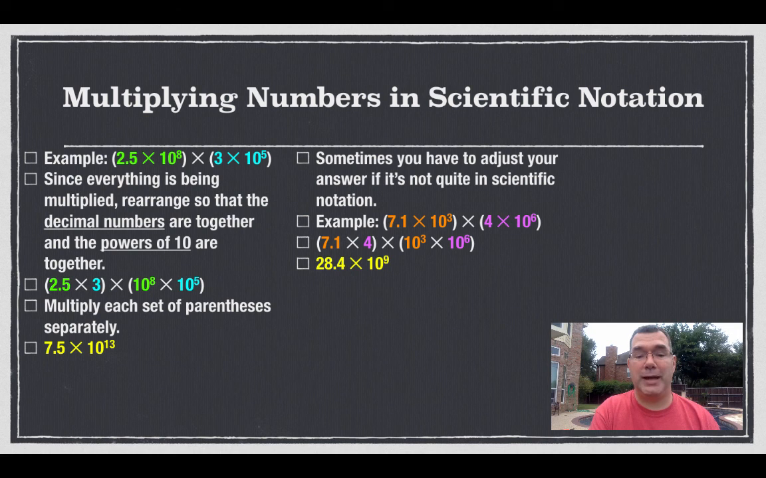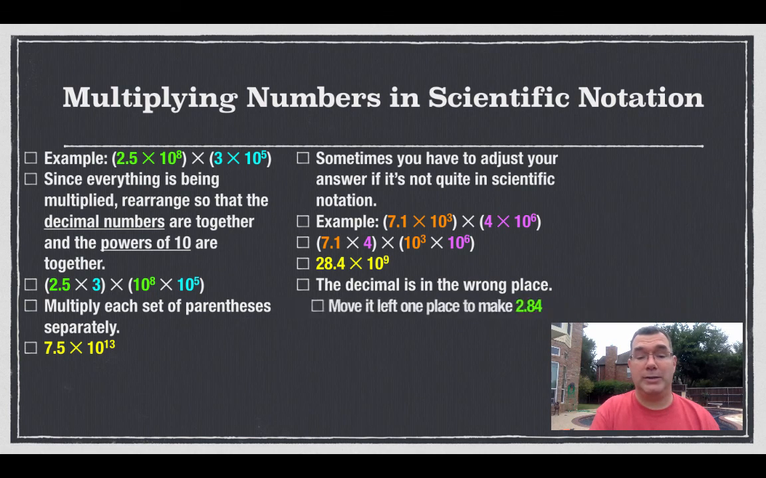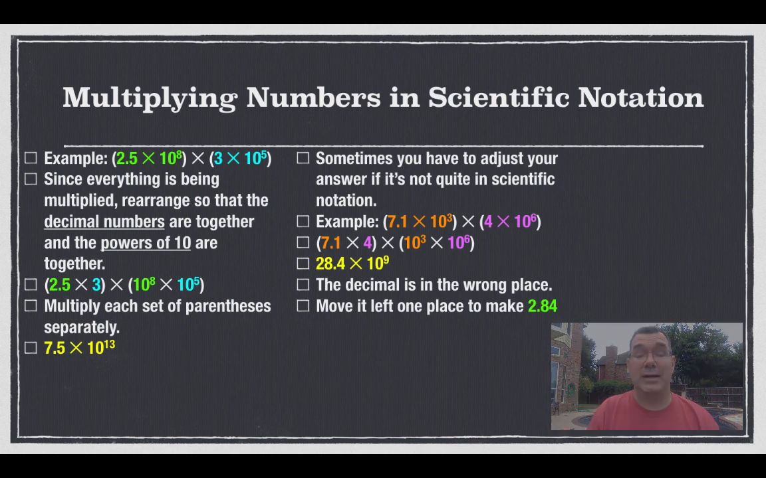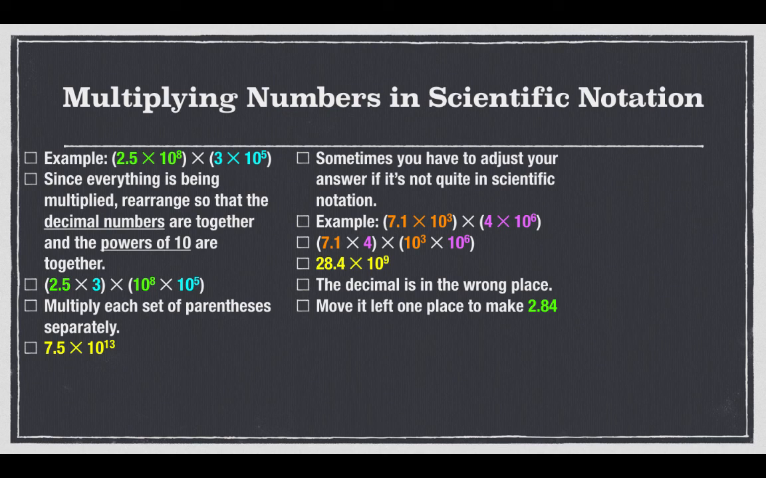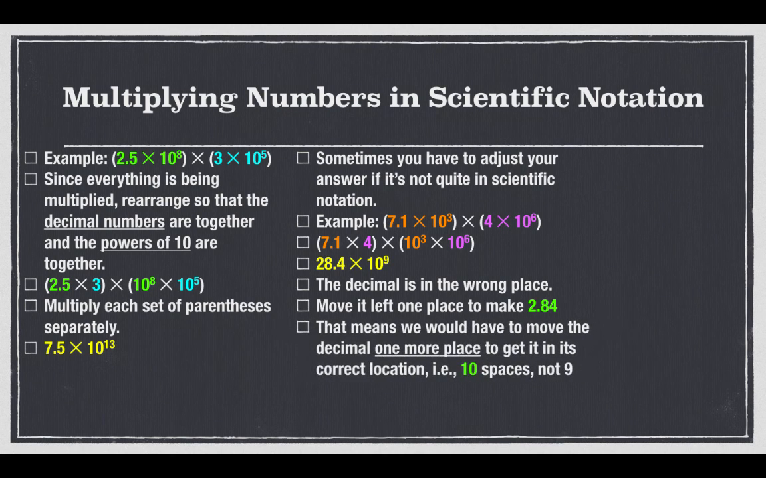But look at that 28.4. The decimal is supposed to be after the first non-zero digit, but it's not. So I need to move it so that it is 2.84 instead of 28.4. What that means is instead of moving the decimal 9 places like I had to, since I've moved it an additional place to the left, in order to get the actual number, I need to move it an additional place to the right. So I have to move that decimal 10 places, not just 9. So my answer to that question is actually 2.84 times 10 to the 10.